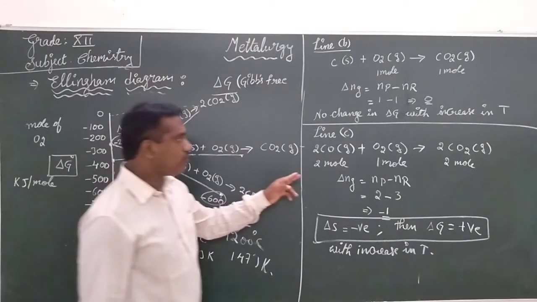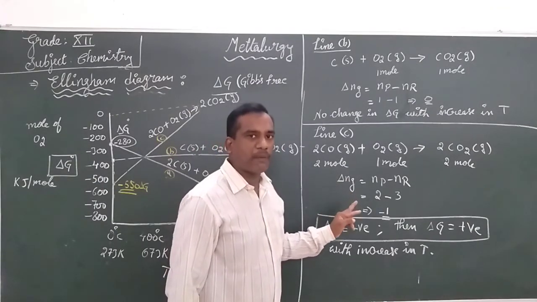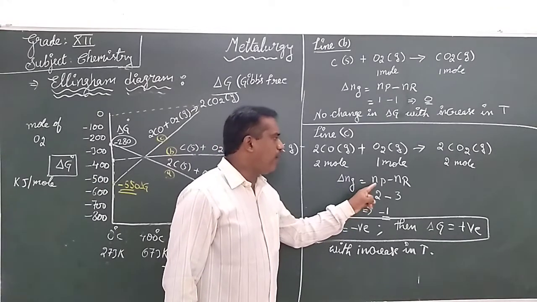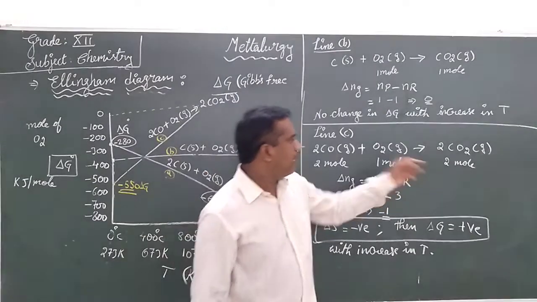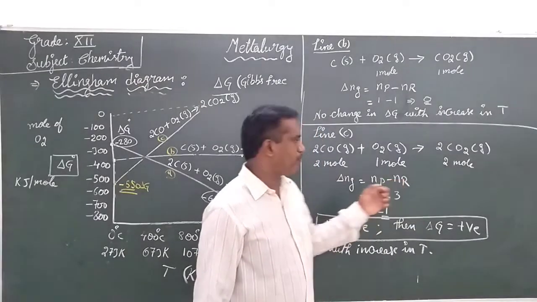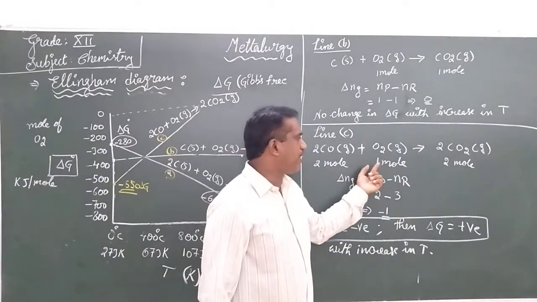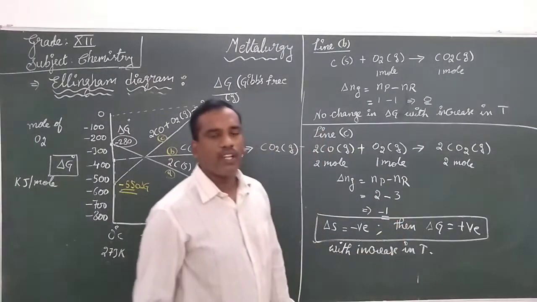Why? When you observe the change in number of moles of gaseous substances, the number of moles of products minus the number of moles of reactants. How many moles of products are there? 2 moles of gaseous products are there, whereas the number of moles of reactants is 3. 2 minus 3 is minus 1.